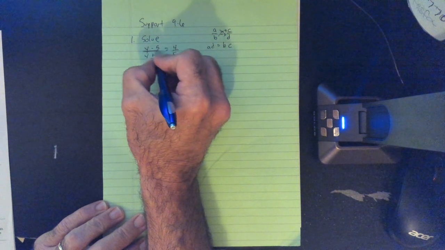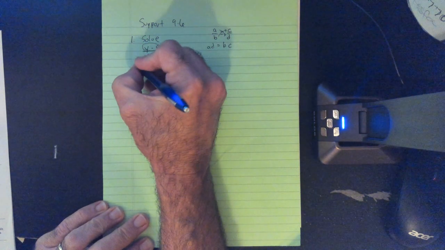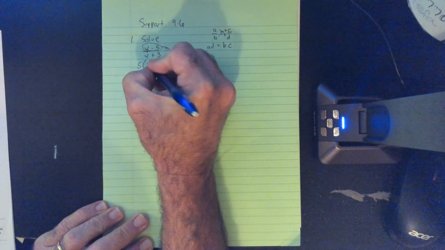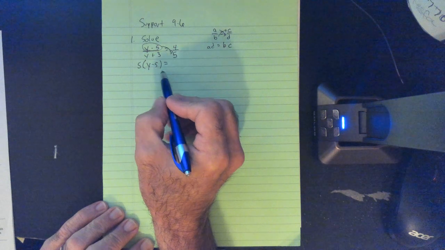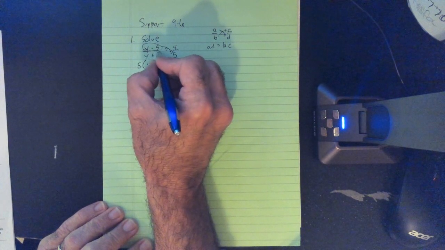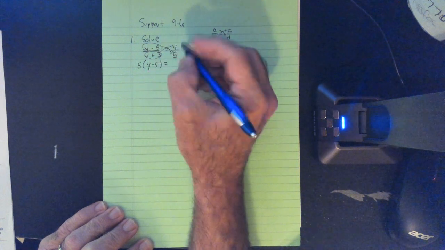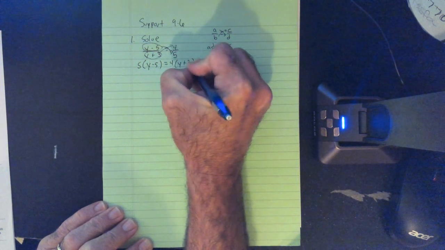So this whole top, y minus 5, has to get multiplied by the 5. So that's going to be 5 times (y minus 5) in parentheses. I'm putting it in parentheses because the 5 has to multiply by both of these. And same thing with this one. This bottom multiplies by that top. So that'll be 4 times (y plus 3).